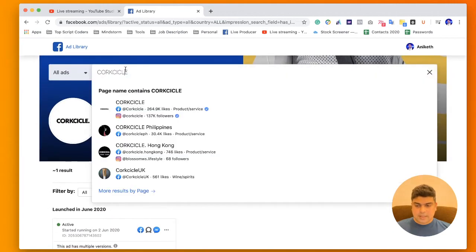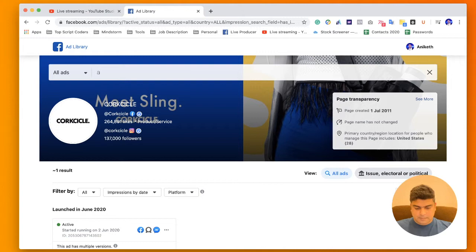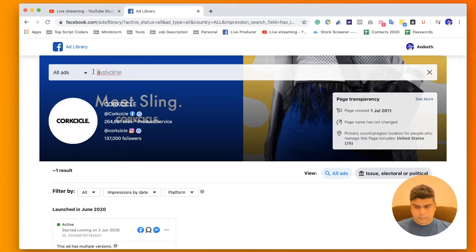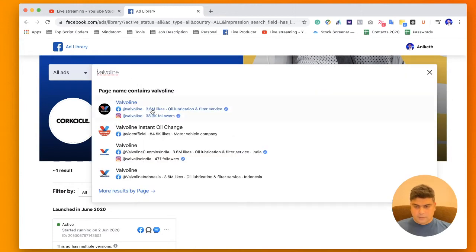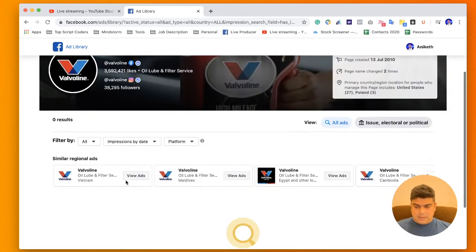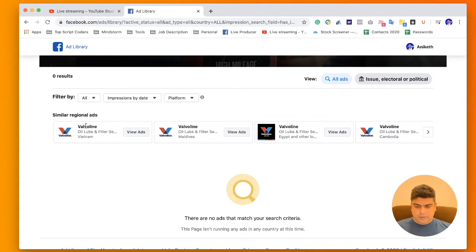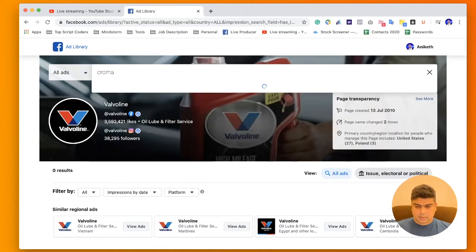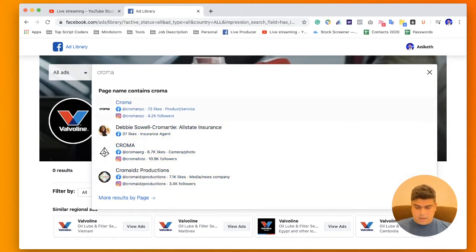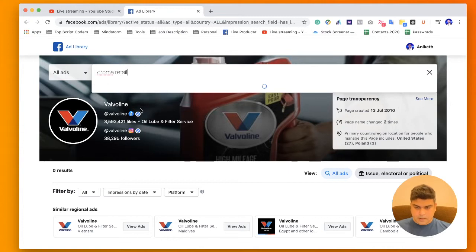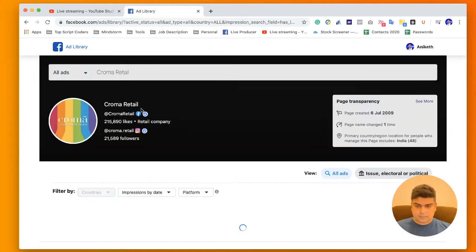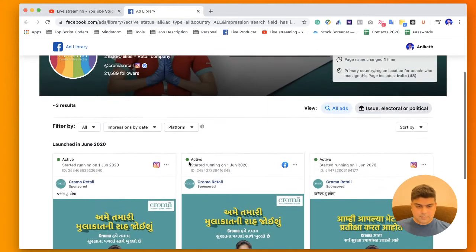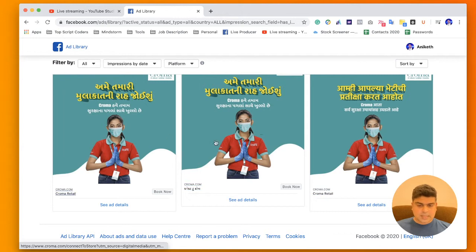And let's look at something else. Let's look at Valvoline. So I'm just having a look at Valvoline. Valvoline does not have anything running right now. Let's have a look at Chroma, right? Something closer to heart. That's Chroma Retail. Yeah. So you can see the kind of ads they are running, all of them.